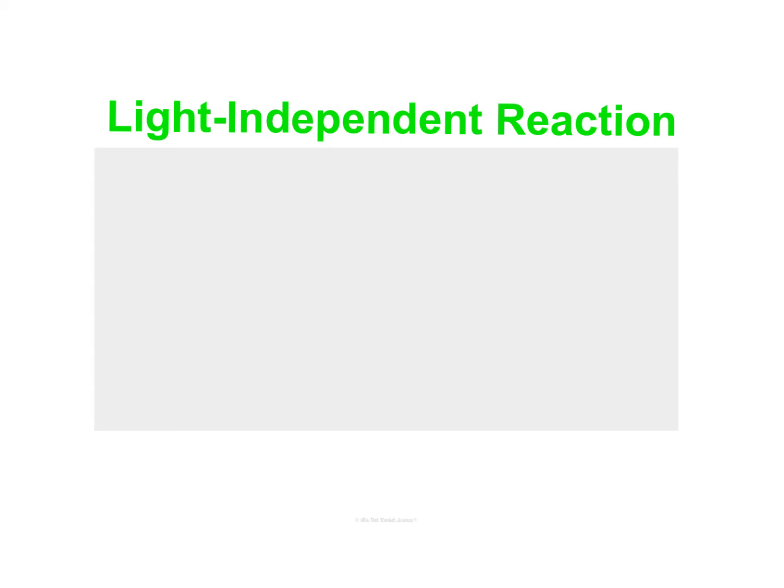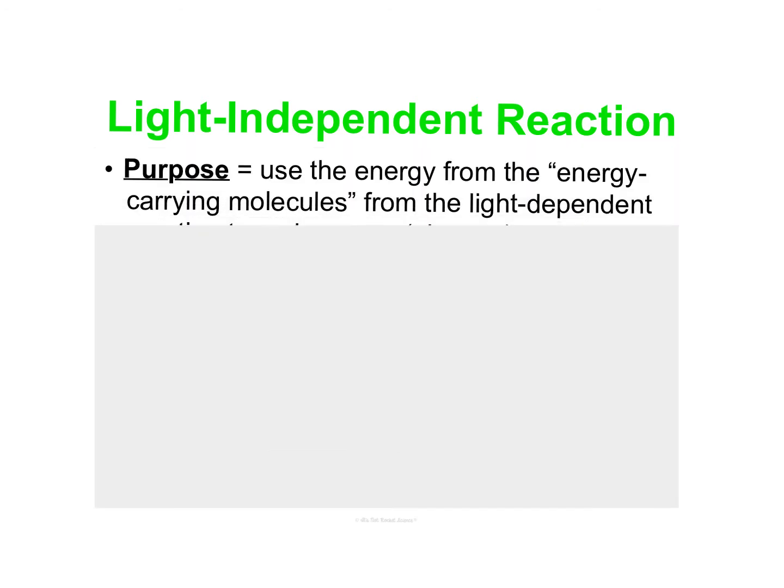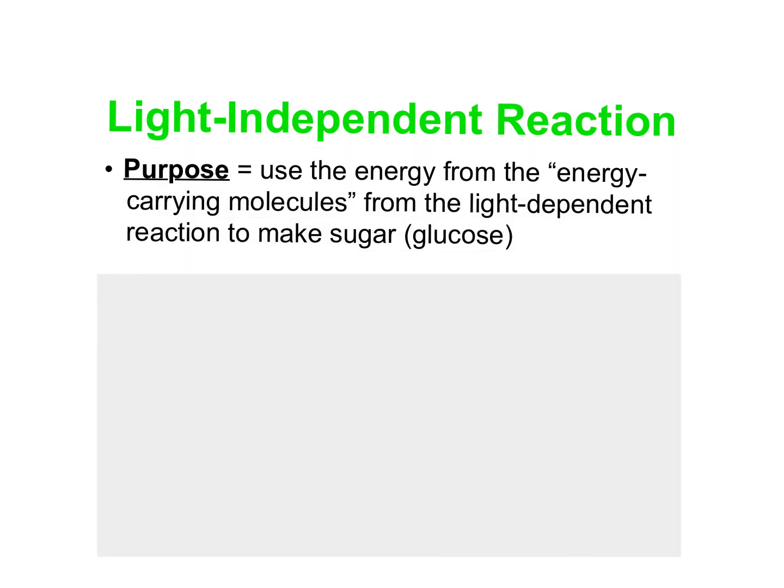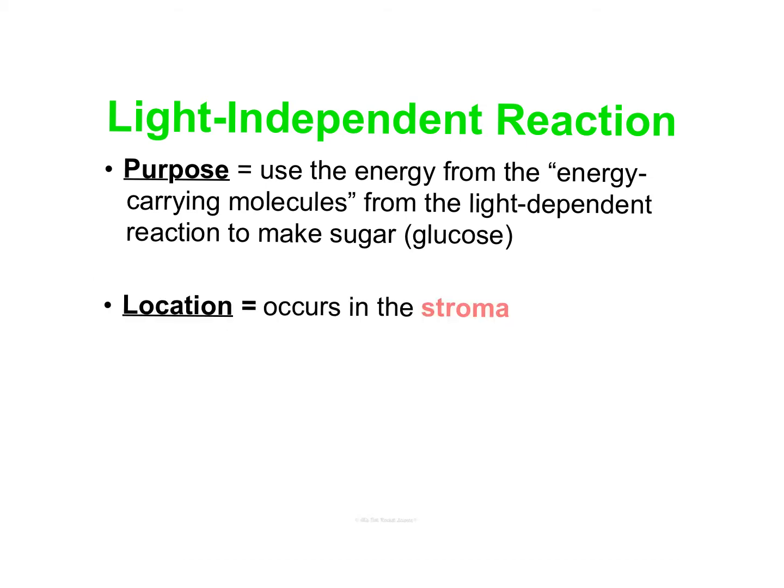Okay, so today we are focusing on the light independent reactions, and if it's independent, that means it does not depend on the light. So these are also known as our dark reactions. The purpose of the dark reactions is to use energy from the energy-carrying molecules that we just made in the light-dependent reactions to make sugar, specifically glucose. And this is occurring in the syrup, so it's in the stroma of the chloroplast.